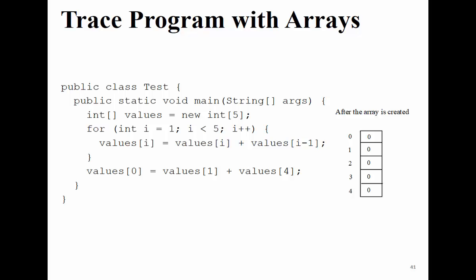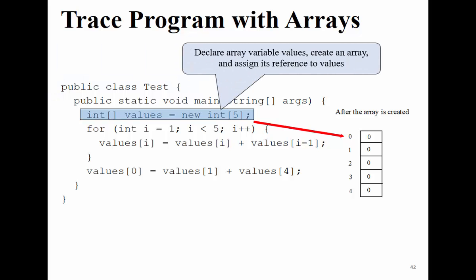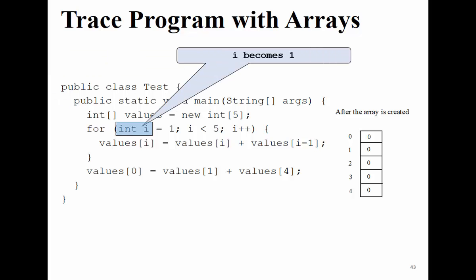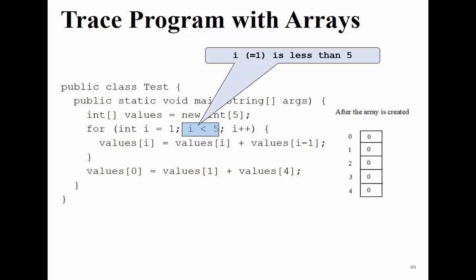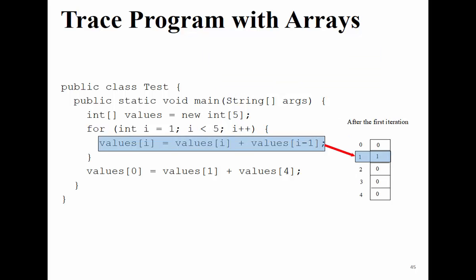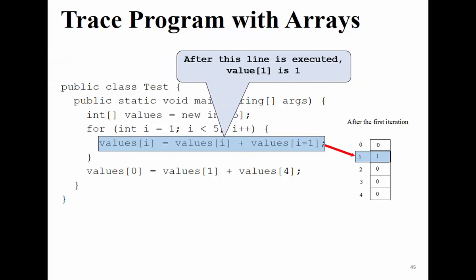So we start with I equal to 1. We look at the values at index 1 and the value at index 0, add them together, and store at 1. You can see this: we define an array of 5 elements. I is equal to 1. For this I, we ask the question: is I equal to 1 less than 5? That's true. Then we go to element number 1.